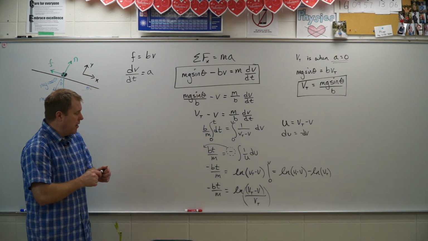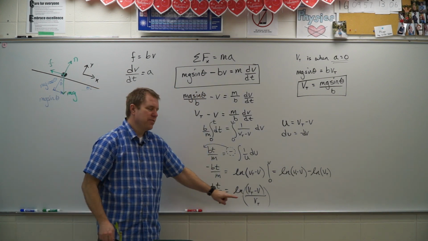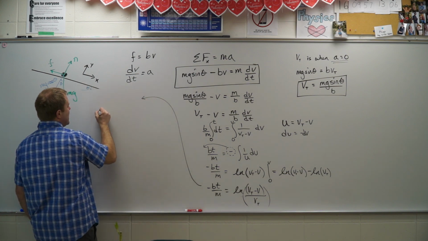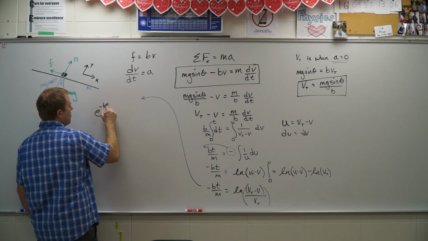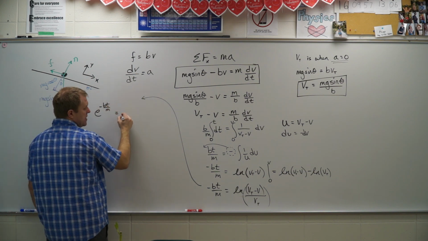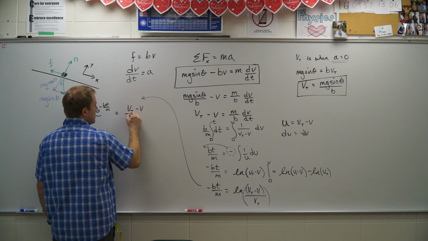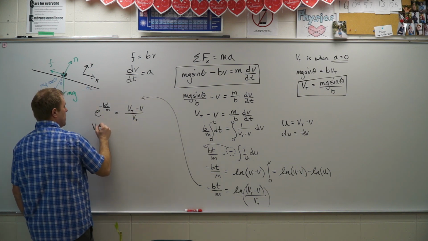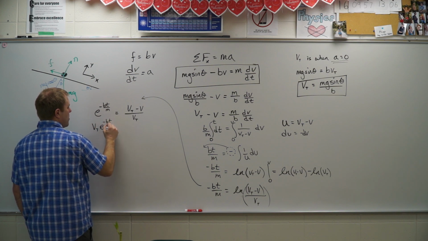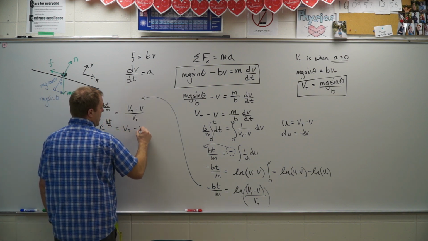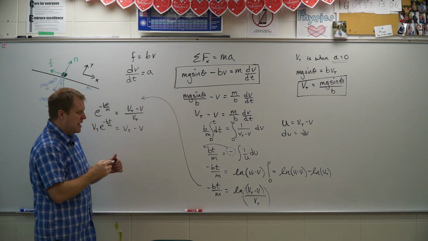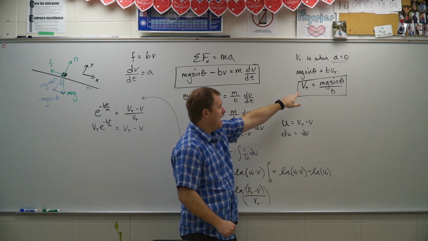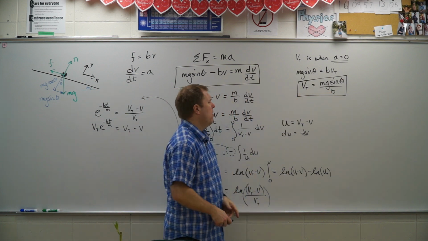Okay, so now I'm going to go ahead and get rid of that natural log. So now I have e to the negative bt over m is equal to vt minus v divided by vt. Multiply my vt over, e to the negative bt over m. And part of the reason why I made that substitution for vt is when I'm moving things around with these vt's, it's a lot easier to write vt than all of that.